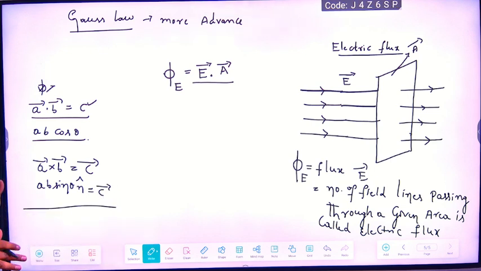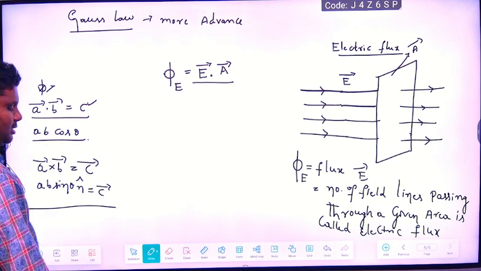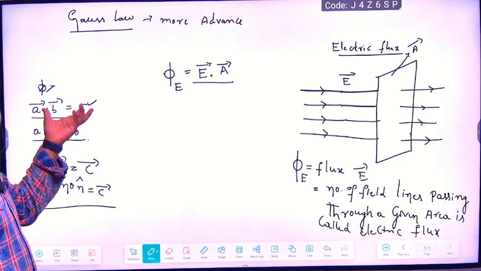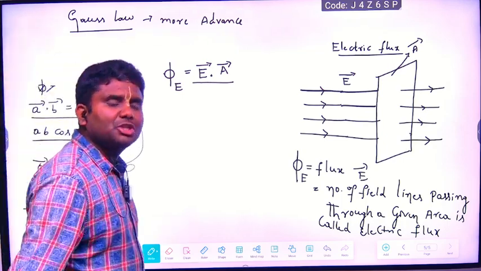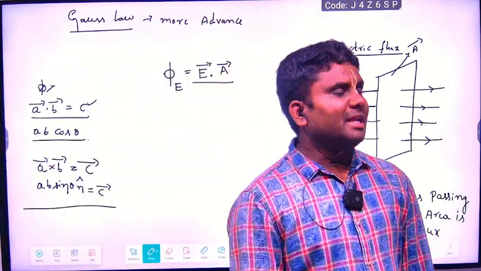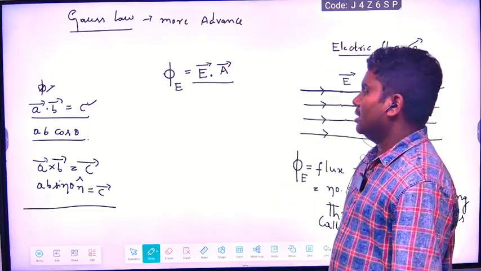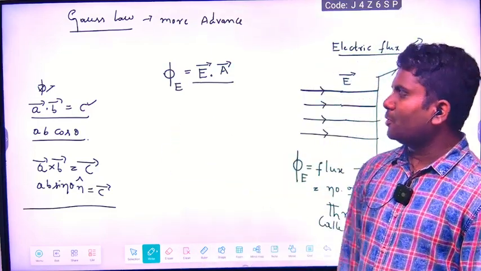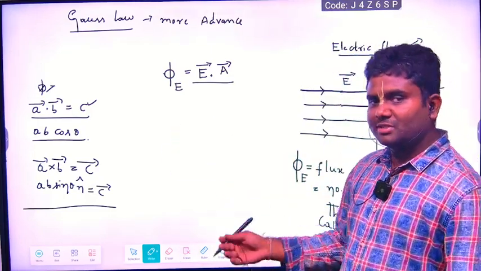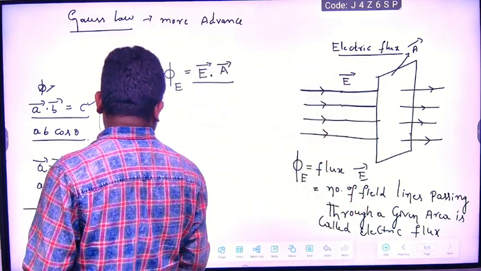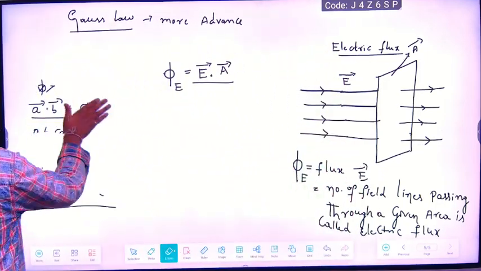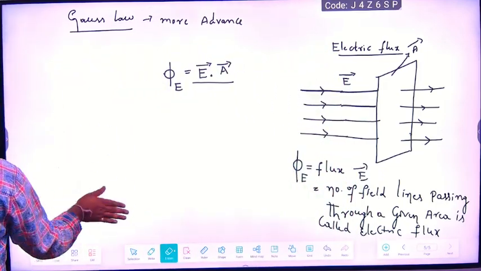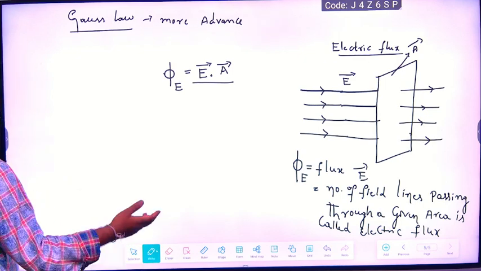Understood? So this is about the multiplication of vectors. You already studied this, right? When you multiply two vectors and you get a scalar, then you need to use dot product. If you get a vector, you need to use the cross product. So that's additional information. Maybe you people know this.